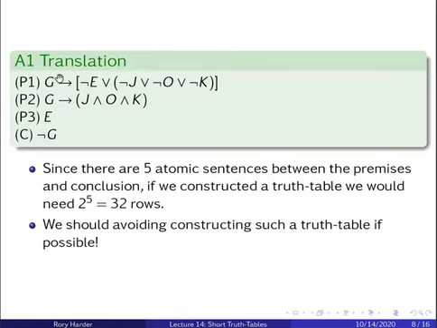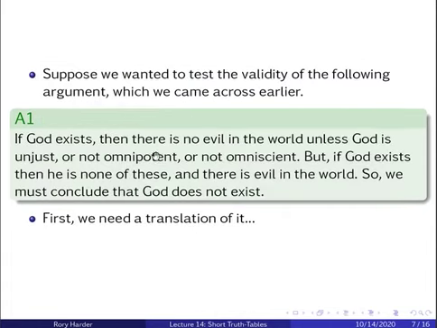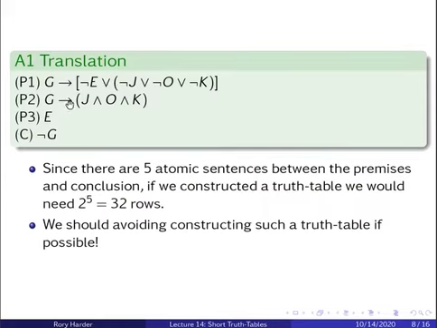Okay, now that we have this translation, and hopefully you can see how it respectfully translates this argument, we can now think about creating a truth table to evaluate whether all rows on which the three premises are true are also rows in which the conclusion is true. But since there are 5 atomic sentences between the premises and the conclusion, if we constructed a full truth table, we would need 2 to the power 5 rows, which is 32 rows.